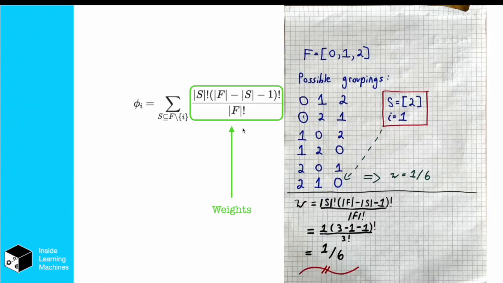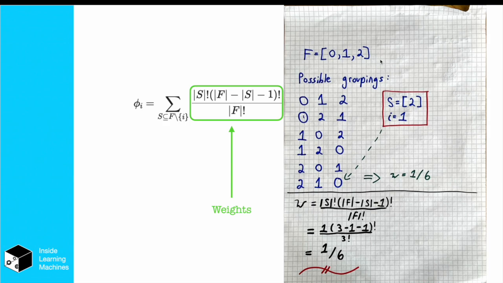So if we focus in on the weights first, let's just work this out by hand on a sheet of paper, and you can see that I've done that, to get some intuition for what exactly is going on here. So let's imagine a scenario where we have a data set with only 3 features. Those features are labeled 0, 1, and 2, and that's represented in this array F. Now there are 6 different ways of grouping these features.